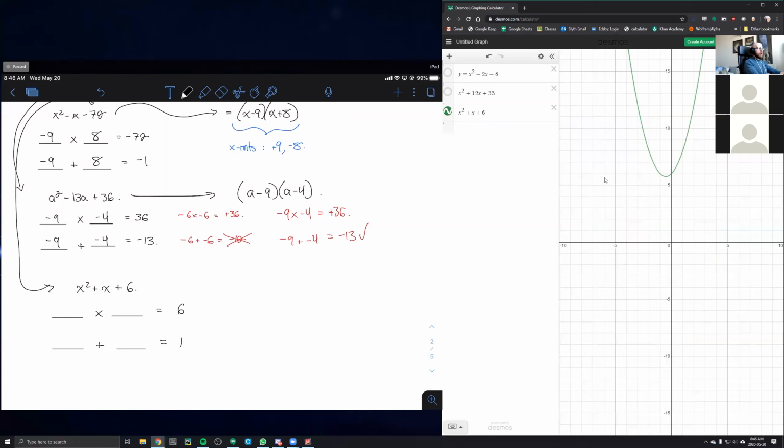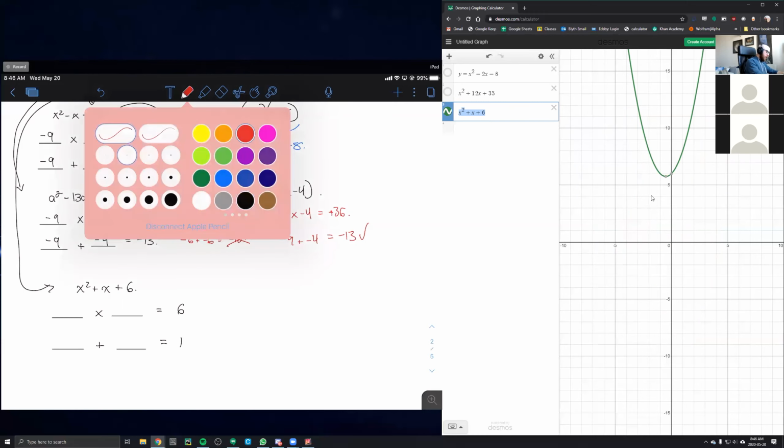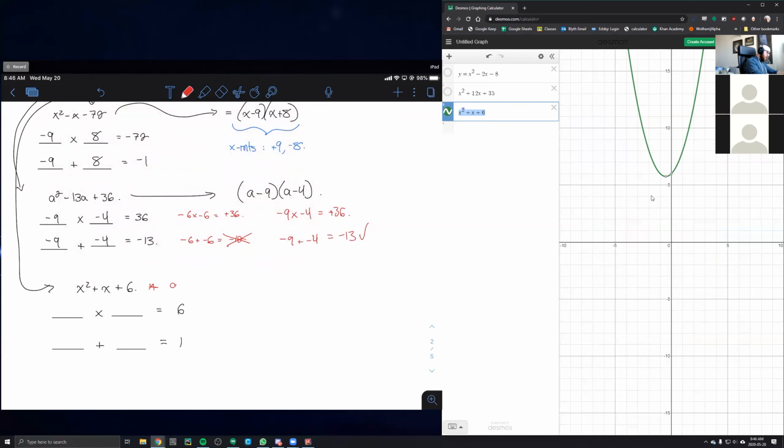So what do we notice about this graph? When I go and graph this parabola, what do you guys notice about it? It doesn't cross the x-axis. Exactly. Perfect. So this graph does not cross the x-axis. And so in this case, it actually doesn't make sense to factor it, right?